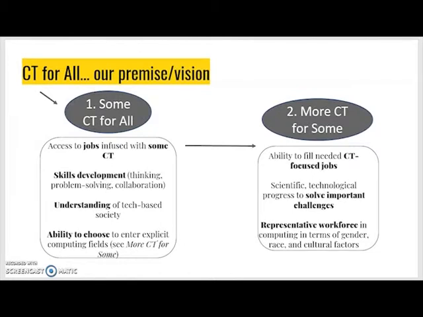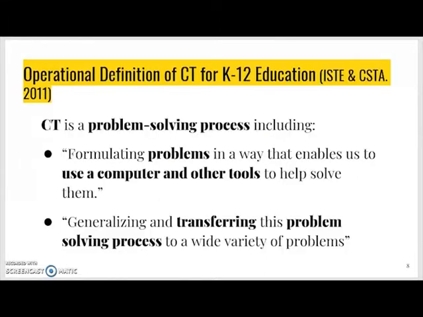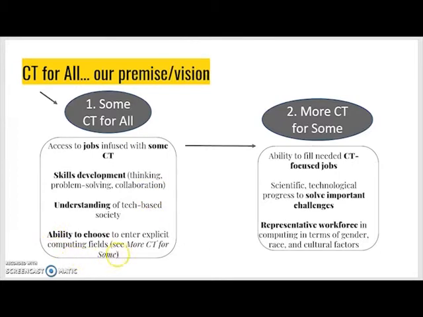I'm not going to go into this chart in too much detail, but the premise is that all students need some computational thinking, all K through 12. They need to be aware of it. They need to have access to the technology of this problem-solving approach of CT. There's a lot of really good reasons for that. I mentioned just a few in the previous slide.